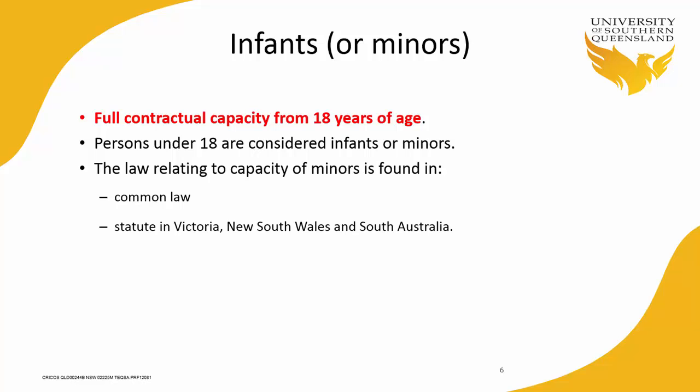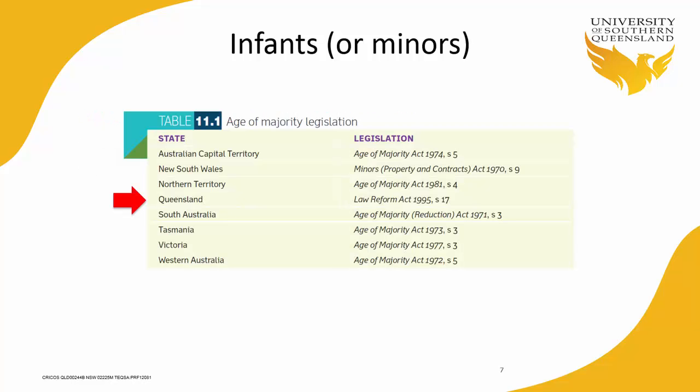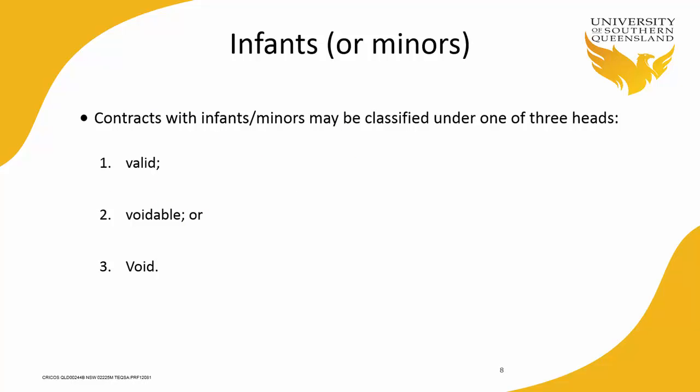Now, in relation to infants, so this is what we were talking about in relation to the age of majority, we can classify the contracts that they enter into, so these are people below the age of 18, as either valid, voidable, or void. The contracts they enter into could be classified as either valid, voidable, or void.